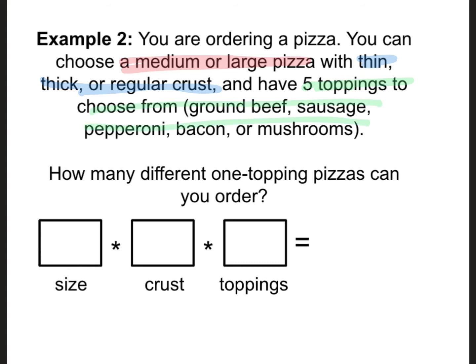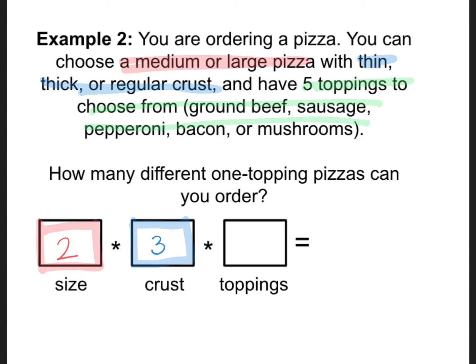I knew right off the bat, I have 3 colors here. I'm choosing 3 different things. So that's how I knew I started with 3 boxes. The first one is going to be the size. So we're choosing from a medium or a large pizza, so that's 2 sizes. The next one is the crust. My options are thin, thick, or regular crust. So that is going to be our blue box, and we have 3 options.